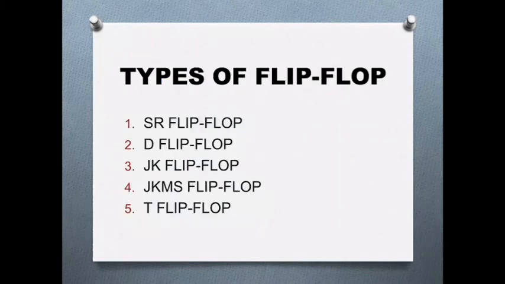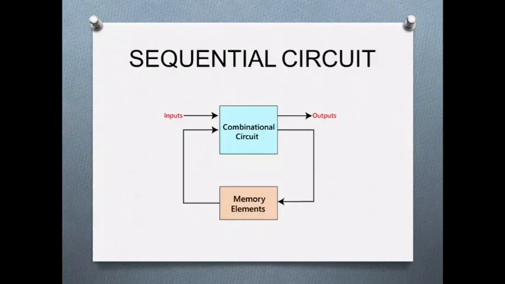So there are 5 types of flip-flop, namely SR, D, JK, JKMS, and T flip-flop. And there are 2 types of circuits, combinational circuit and sequential circuit. In combinational circuit, the present output depends only on the present input. But in sequential circuit, the present output depends on the present input as well as the past input or inputs which are stored in memory elements, and these memory elements are made of flip-flops.